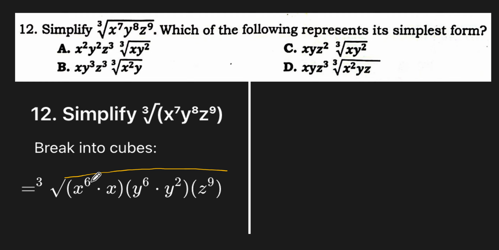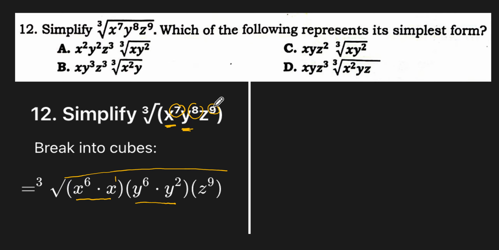So x raised to 6 times x can be written as a different form of x raised to 7. Also, we have y raised to 6 times y squared as the other way to write y raised to 8. Again, when we are multiplying with the same bases, we add the two exponents. 6 plus 2 is 8. 6 plus 1 is 7. And then z raised to 9. Okay?